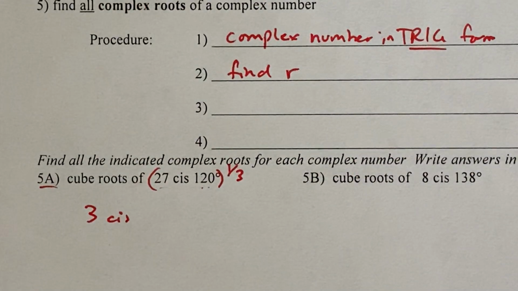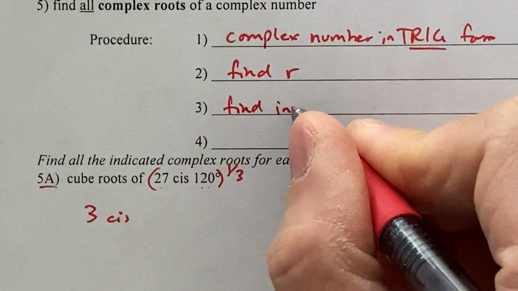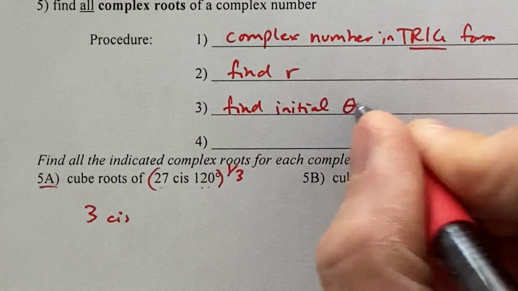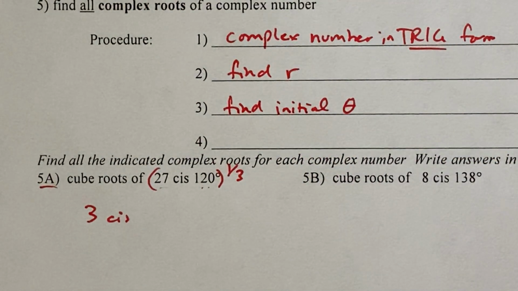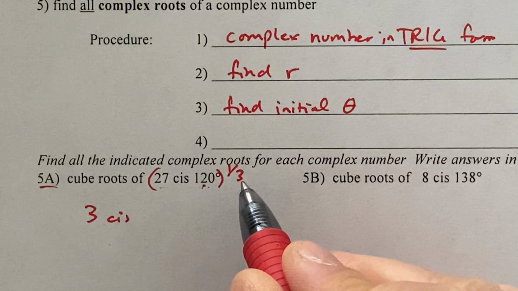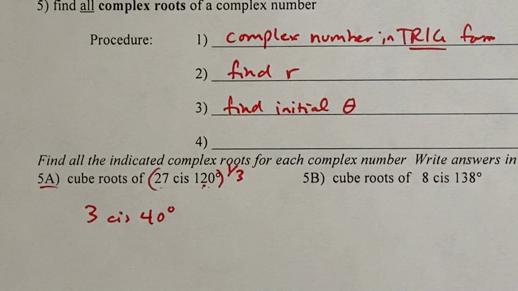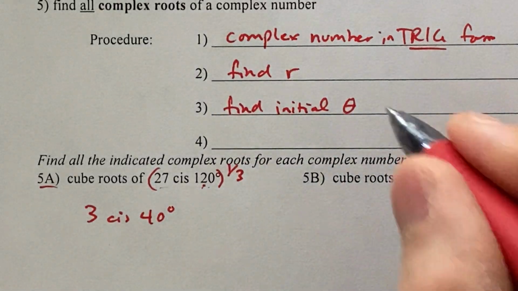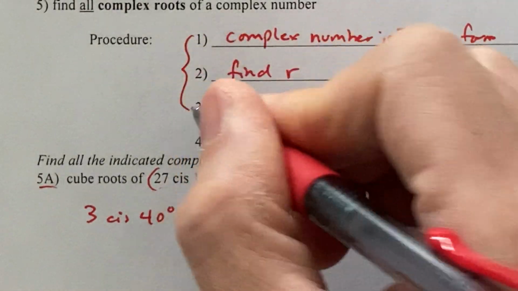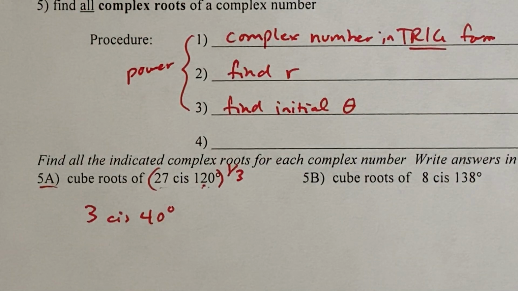And then the next thing I'm going to do is find my initial angle, so r and theta. Just like with the power theorem, all I'm going to do is take this and multiply it by 1/3, which is the same thing as dividing by 3. So that gives me 40 degrees. So really, for the first three steps, nothing's changed. It's exactly like the power theorem that we did previously.